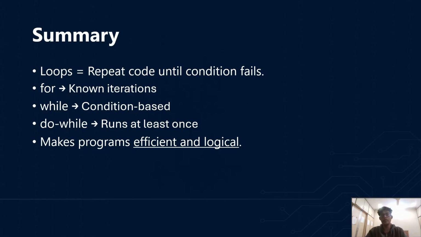So, to summarize, looping statements in C are used to execute a block of code multiple times until a certain condition is met. The three main types are for loop, when we know how many times to repeat; while loop, when the repetition depends on a condition; and do while loop, when we want the loop to run at least once. Loops make programs more efficient, flexible, and powerful.